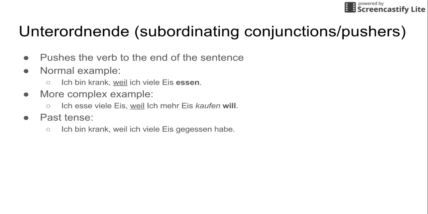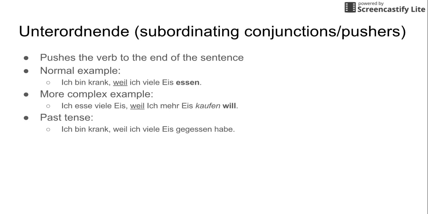In the more complex example, we have an extra unconjugated verb that usually also gets pushed to the end. However, even in this case, the conjugated verb which is getting pushed to the back of the thought takes precedence, and so the unconjugated verb becomes the second to last word in the thought. For example, I eat a lot of ice cream because I want to buy more ice cream. This is also the case for past tense, or the past participle, the word that you put the ge in front of in German, which is usually at the end of the thought, but the conjugated verb gets pushed back. It also takes precedence over that.